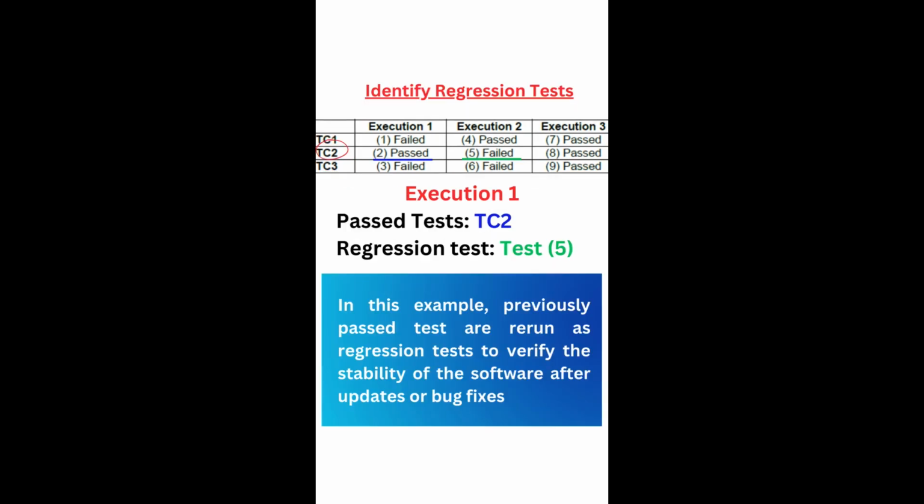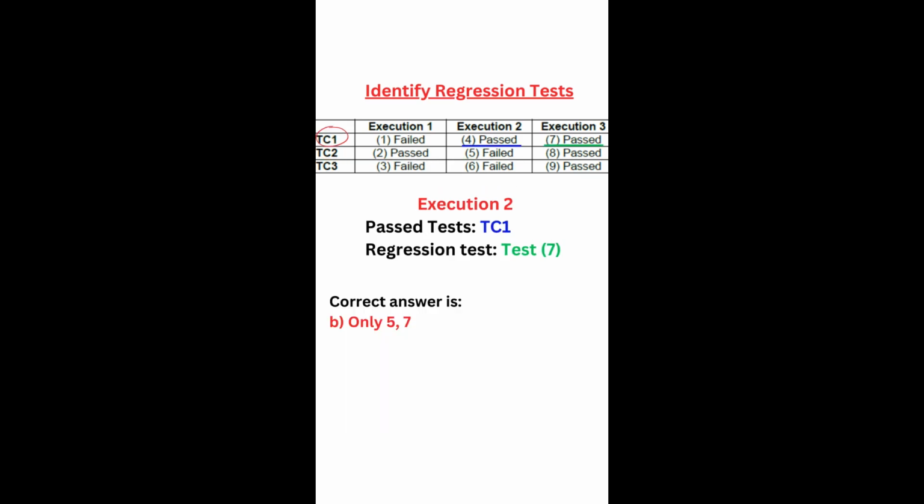Identify regression tests. In execution 1, the passed test is TC2. So, test 5 is a regression test. In this example, previously passed tests are rerun as regression tests to verify the stability of the software after updates or bug fixes. In execution 2, the passed test is TC1. So the regression test is test 7. The correct answer is B. That is, tests 5 and 7 are regression tests.